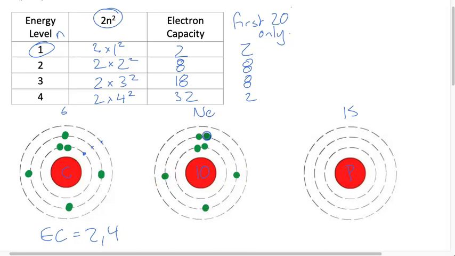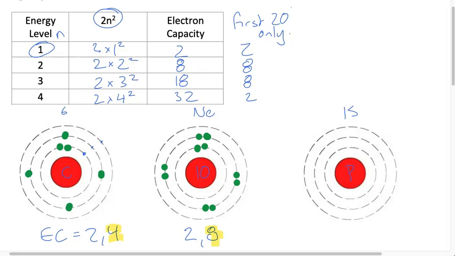Need another 4, 5, 6, 7, 8. Alright, so that gives us our 10. So our electron configuration in this case is 2, 8. Now this also, if we have a look at it, gives us our valence electrons. So if carbon's got 4 valence electrons, neon's got 8.